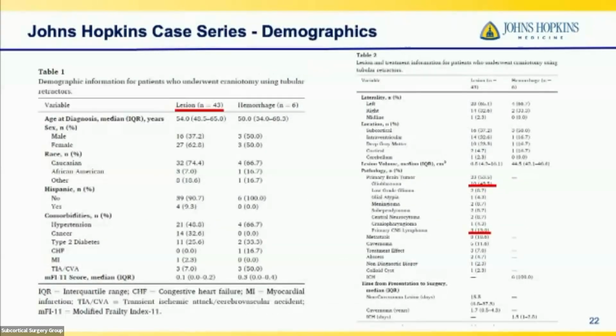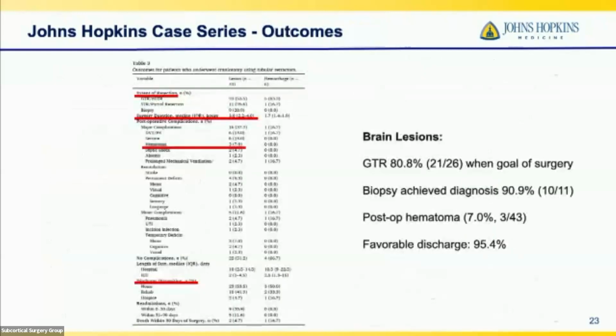Focusing on the tumor subset, we had 43 patients who had deep-seated brain tumors. The majority of them were glioblastoma or high-grade gliomas and primary CNS lymphoma, and that's primarily what this is demonstrating. The take-home points from that tumor subset are that, and again, this is for folks that are relatively early in their learning, including myself.